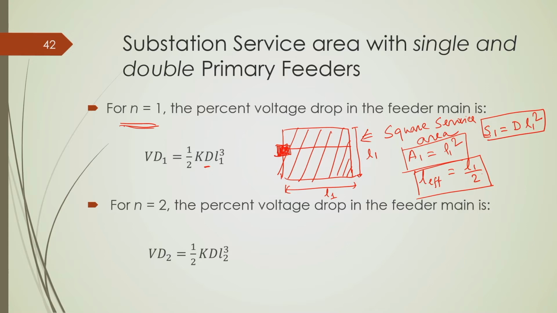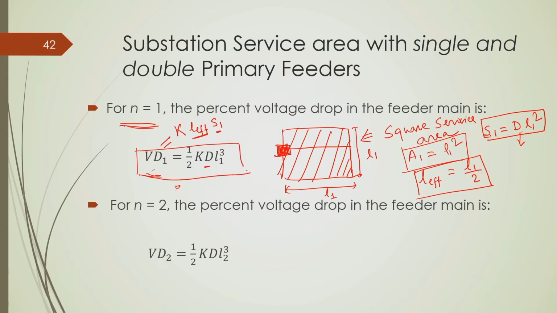Now, if you multiply this S1 with L effective and the parameter k, then you will get the overall expression for Vd1. So, Vd1 is nothing but the constant k multiplied by L effective multiplied by S1. If you put the expression for L effective as half of L1 and S1 as D times L1 square, where capital D is the load density and L1 is the length of the feeder, then you will get this expression.